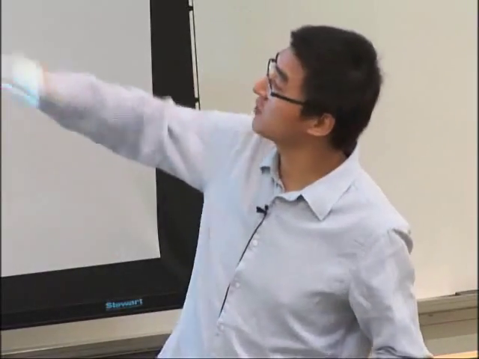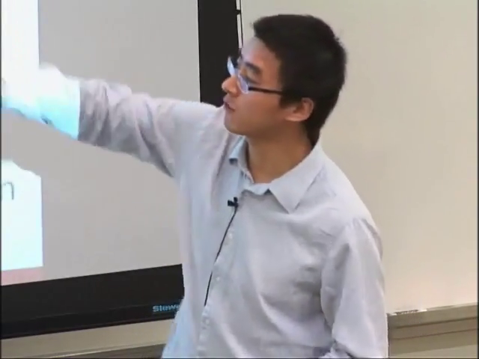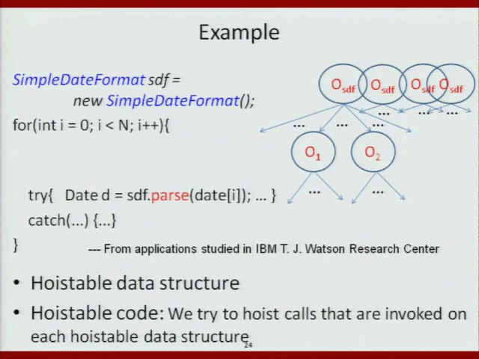Let's go back to the example. Once we make sure that this entire data structure reachable from OSDF is a hoistable data structure, we check each call site that is invoked on each object in this data structure. So for example, we first check this allocation site because the allocation site is also a call site, right? It's a constructor call. And in this case, the allocation site itself is completely hoistable, so we just put it out of the loop like this.